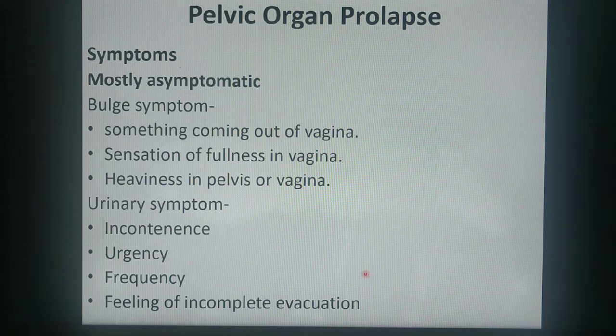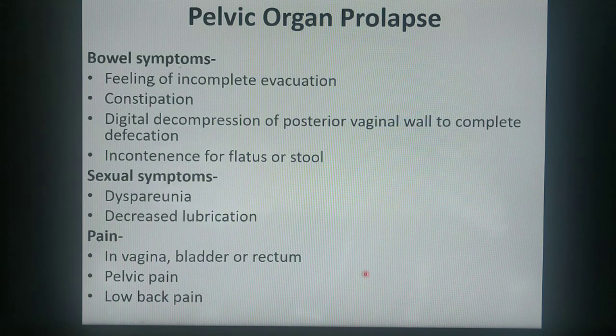Pelvic organ prolapse is mostly asymptomatic, and if there are symptoms they may be bulge symptoms, urinary symptoms and others. Bulge symptom is the most common complaint of such patients: something coming out per vaginum, sensation of fullness in the vagina, heaviness in the pelvis or vagina. Urinary symptoms include incontinence, urgency, frequency, and feeling of incomplete evacuation. Bowel symptoms include feeling of incomplete evacuation, constipation, digital compression of the posterior vaginal wall in order to defecate, and incontinence of flatus or stool. Sexual symptoms may be dyspareunia or decreased lubrication. There may be pain in the vagina, bladder or rectum, or pelvic pain, or chronic, dull, low backache.